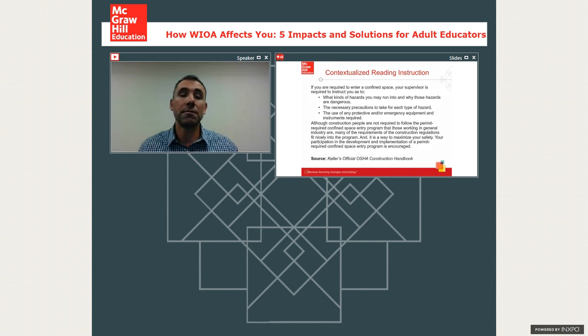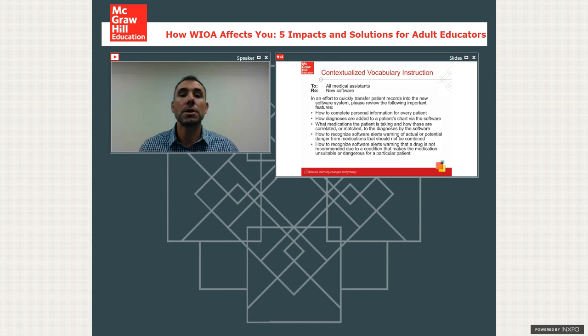Here's an example of something that could be available to you right now, the OSHA Construction Handbook. If your focus is construction or any industry, there's OSHA documentation in terms of the safety and health requirements for that career. That is a relevant workplace document that you can be using to teach reading skills.